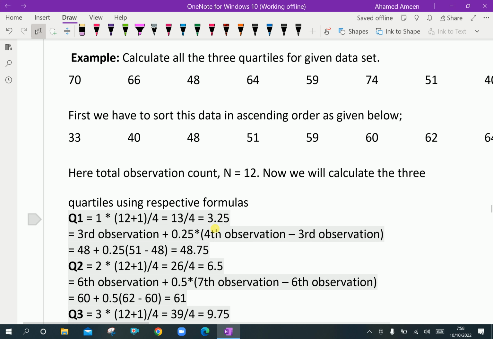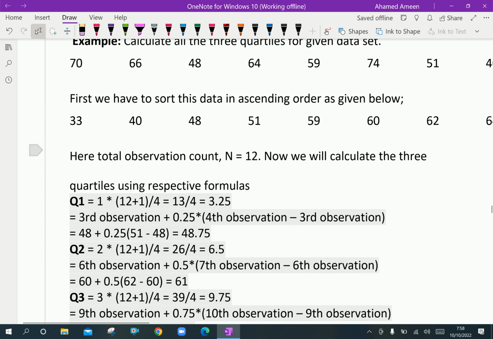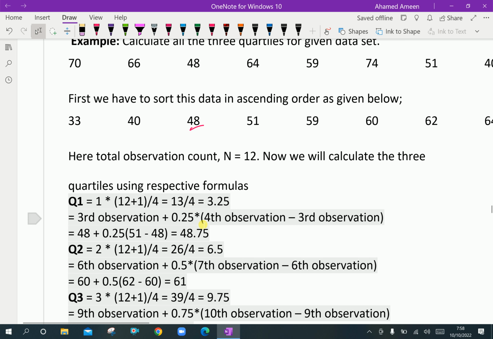Here the decimal is there, the whole number is 3, that is the third observation plus 0.25 times the fourth observation minus the third observation. Here 48 is the third observation, and the fourth observation is 51. So 51 minus 48 is 3, into 0.25, plus 48 is 48.75. Here 48.75 is the first quartile.